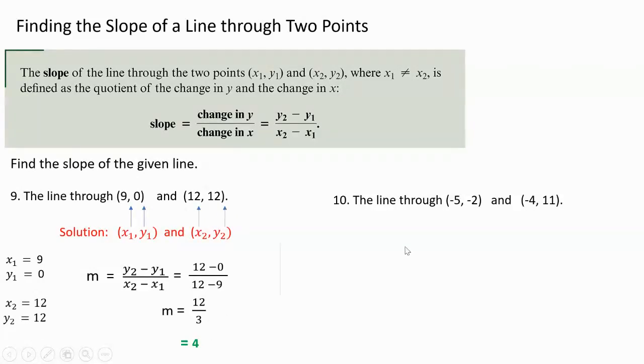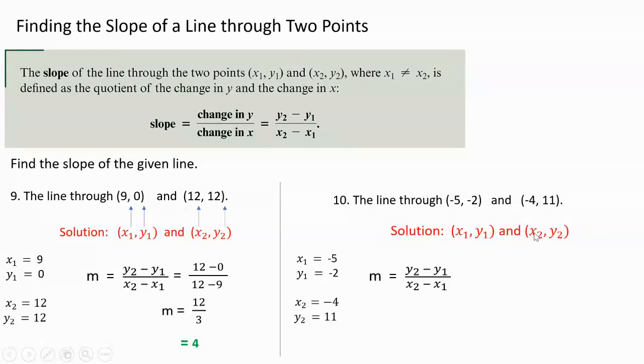Now there's the number 10. Right, same manner. So x1 is going to give us negative 5. y1 will give us negative 2. And x2 will give us negative 4. And y2 will give us 11. You see, I put them here on the left, so it's easier to see.